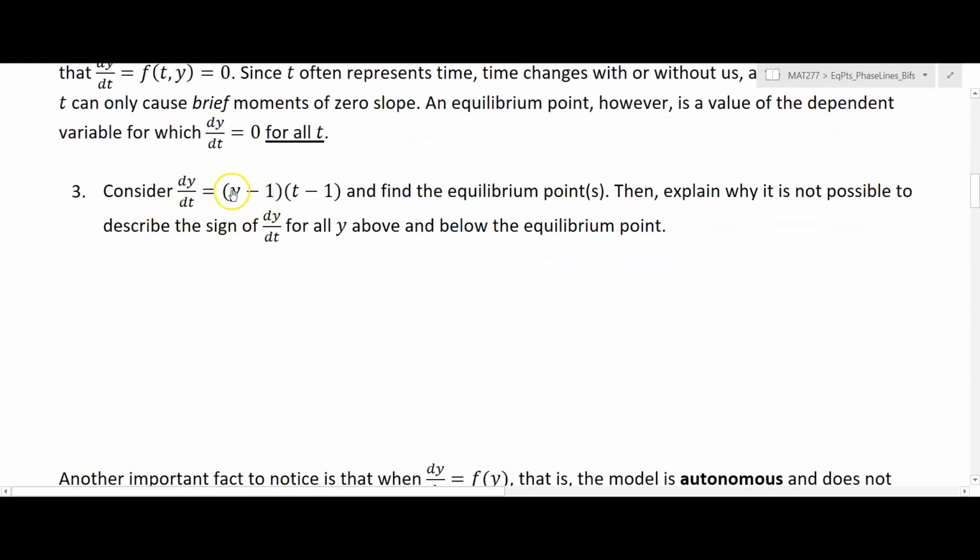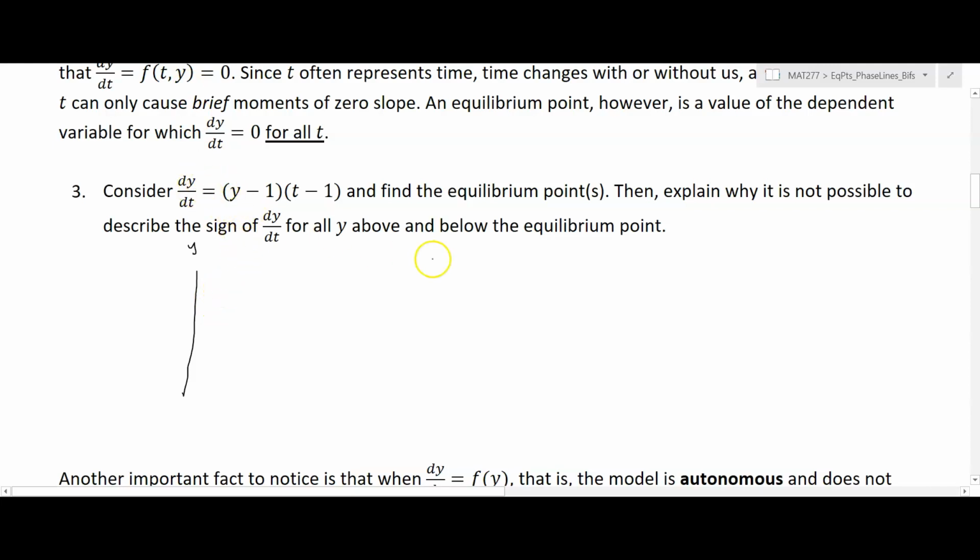Consider dy/dt equals the product of (y minus 1) and (t minus 1), and find the equilibrium points, then explain why it is not possible to describe the sign of dy/dt for all y above and below the equilibrium point. So what I'm going to do here is draw my y-axis vertically, same number line as we had up here.